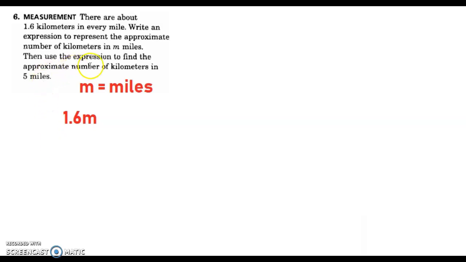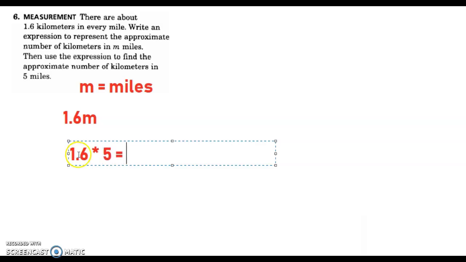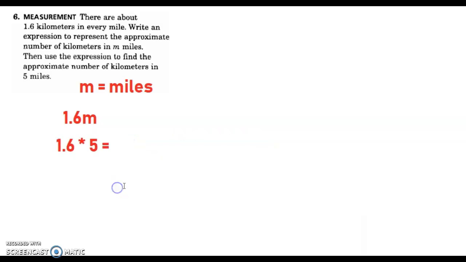Because it tells us instead of m, I'm going to put 5 miles in there. So 1.6 times 5, right? And then I'm going to get an answer here. And when you guys solve that, you'll have an answer for how many kilometers are in 5 miles. Good luck with that one. I'm going to let you work that last part out. I did help you with the expression. Now it's time for you to figure out what it equals.